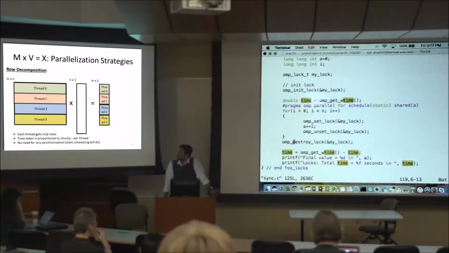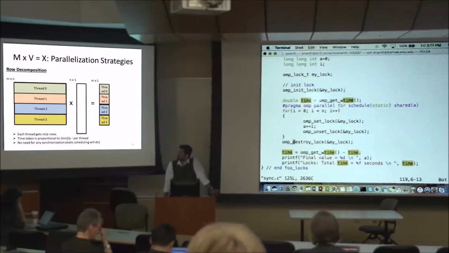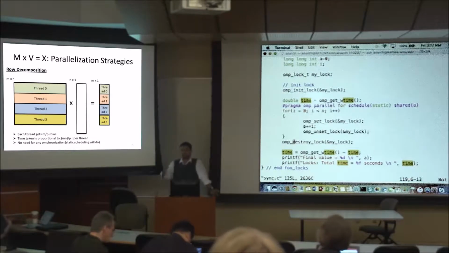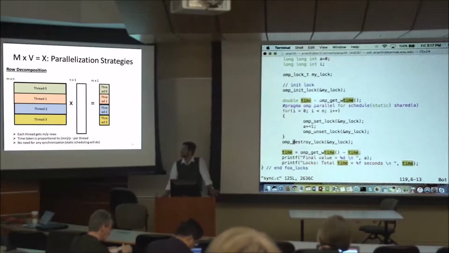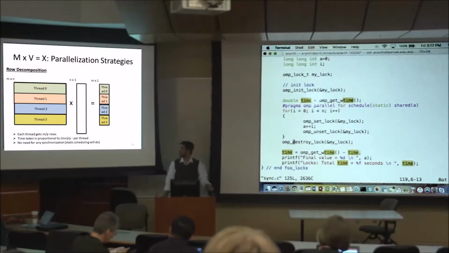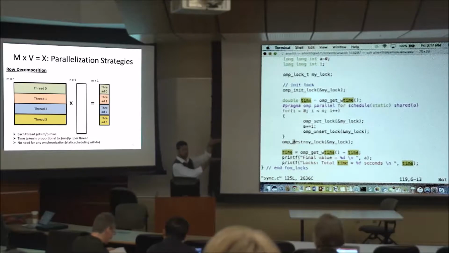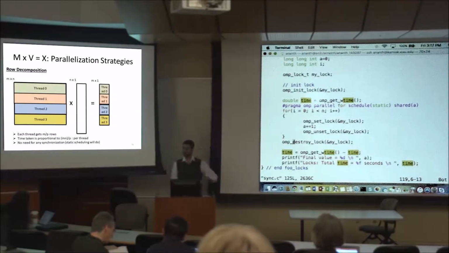We say, okay, thread 0 will pick up the first batch of m over p rows. The next batch of m over p rows will be given to the next thread. The next batch of m over p will be given to that thread, and so on. So in other words, we take equal size blocks of rows and assign it to each and every thread, so that we cover the entire matrix, right?